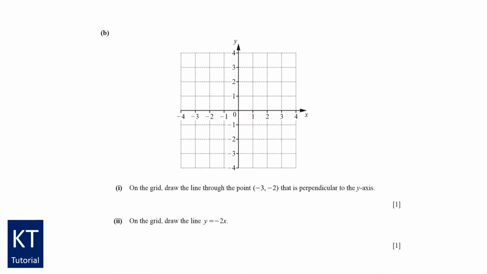Question 8b. On the grid, draw the line through the point (-3, -2) that is perpendicular to the y-axis. Start by plotting the point. Next, draw a line that's perpendicular to the y-axis and cutting through this point. Next, on the grid, draw the line y equals minus 2x. This is the red line in the graph.